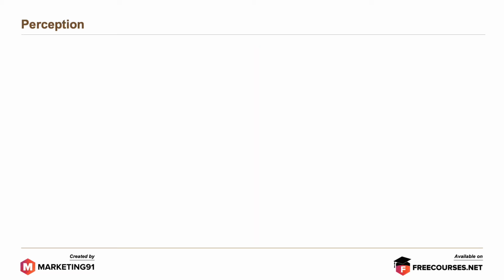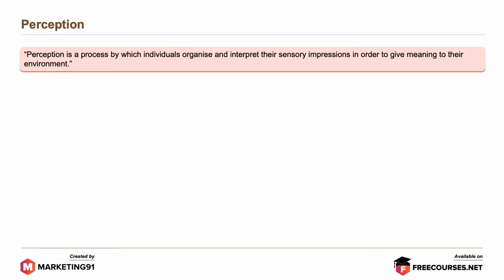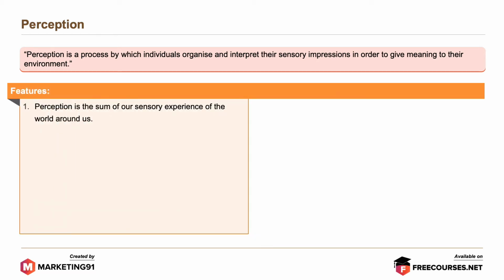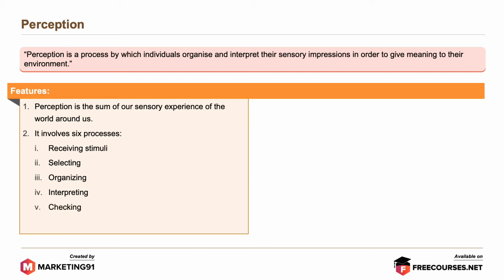Moving on to the topic of perception. Perception is a process by which individuals organize and interpret their sensory impressions in order to give meaning to the environment. Features of perception are: first, perception is the sum of our sensory experience of the world around us. Second, it involves 6 processes, which include receiving stimuli, selecting, organizing, interpreting, checking, and reacting to stimuli.